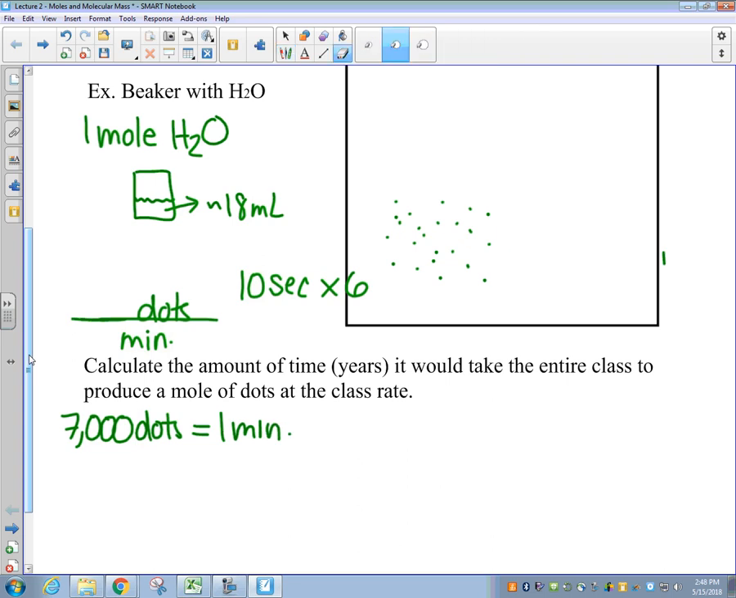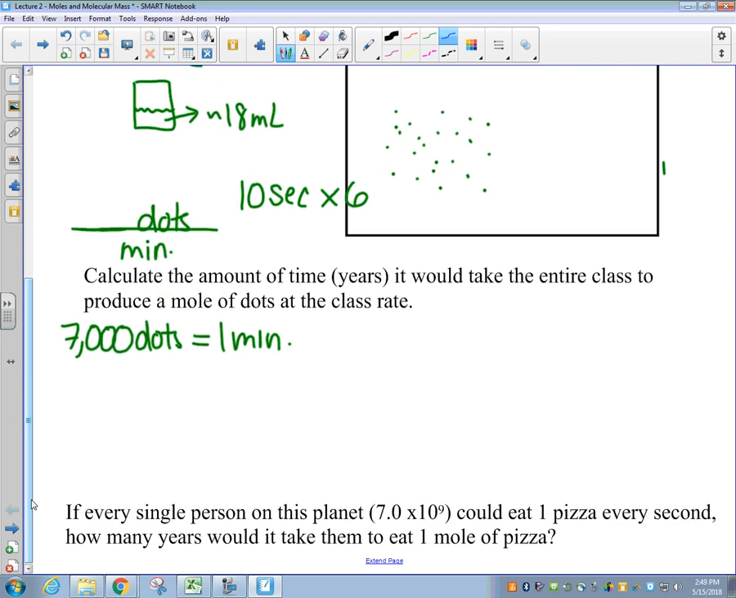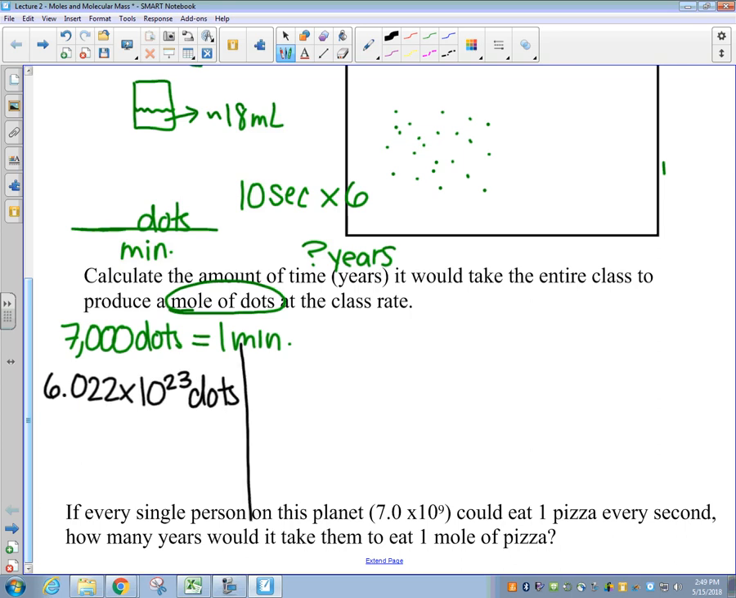So now what we're going to go ahead and do is calculate the amount of time in years it would take the entire class to produce a mole of dots at the class rate. So we want to figure out what our given is. Our given is a mole of dots. Okay, so we're going to take a mole of dots and we are going to find the value in years that it would take for us to create that. So I'm going to go ahead and set up a monorail again, where I have 1 mole of dots, which is always equal to 6.022 times 10 to the 23rd dots. And we're going to do a monorail, and we're going to convert from dots into years.